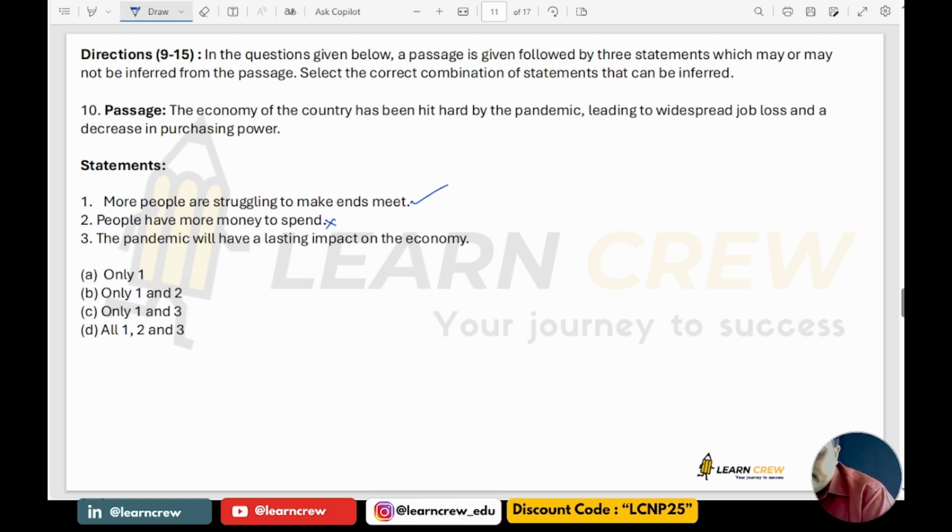And please see here statement 3. The pandemic will have a lasting impact on the economy. So here statement 3 states that the pandemic will have a lasting impact on the economy, which is supported by the passage, as it states that the economy has been hit hard by the pandemic, indicating that it is going to have a lasting impact. Therefore, I can say 1 and 3 both are implicit. So option is C here.